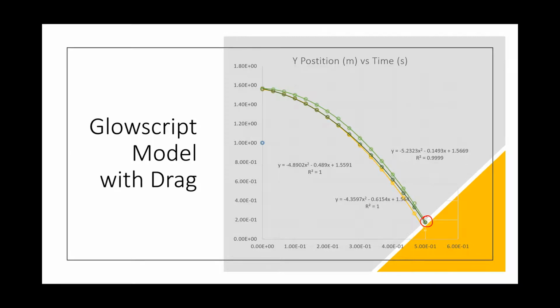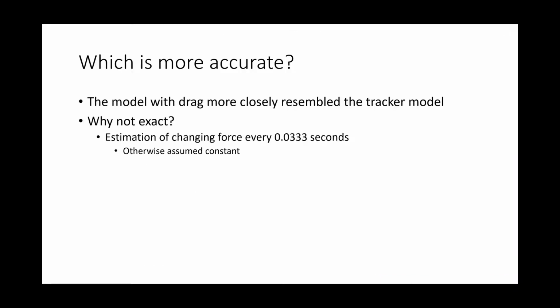Comparing all three models, taking drag into account was closer but not perfect. We assumed that within 0.03 second intervals, the force was constant. However, this isn't really what happened. The force was really changing continuously, and we only estimated using these time intervals. If we'd been continuous, we would get a model that was much closer to our actual observations.